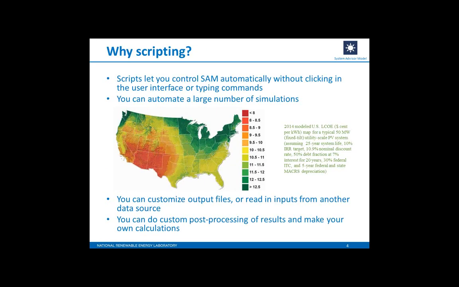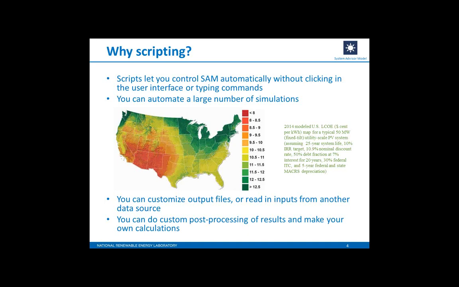So why would you want to do anything with scripting? SAM is pretty powerful as it is, but scripts let you control SAM automatically without clicking anywhere in the user interface or typing commands. So, for example, you may want to run a very large simulation where you run the analysis of what a PV system LCOE might look like across the whole country. Now it would be awfully tedious to set up 30,000 different weather files in SAM and run those manually. So, clearly some automation is needed to generate a map like what's shown here.